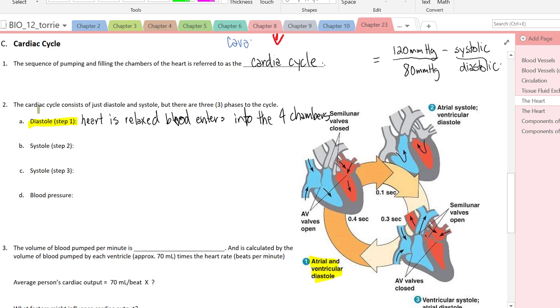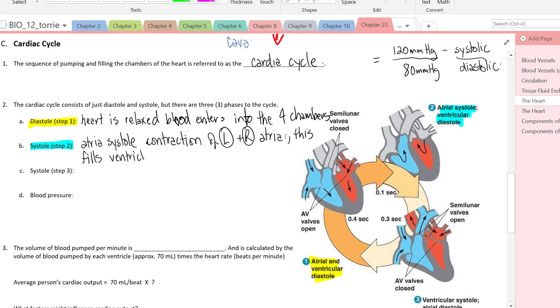And then step two, you get atrial systole. Okay, so step two being atrial systole here. So that's the contraction of the atria, and they're sending blood down into the ventricles. All right, so systole, contraction of left and right atria. And this fills ventricles.